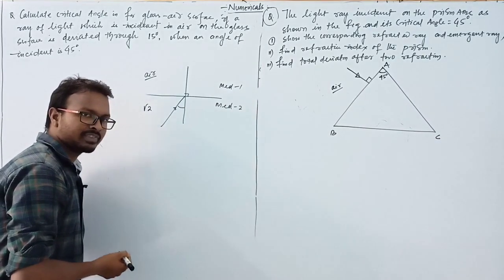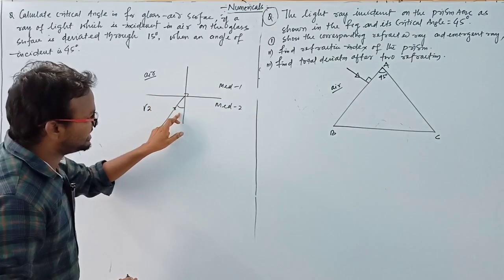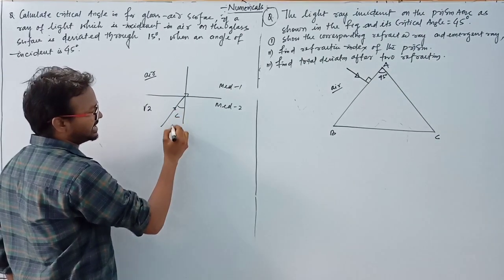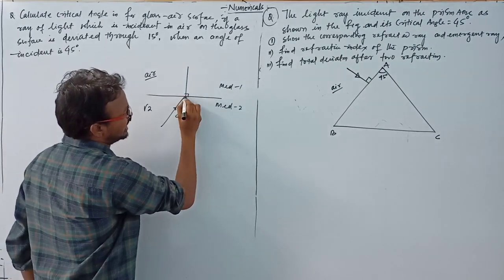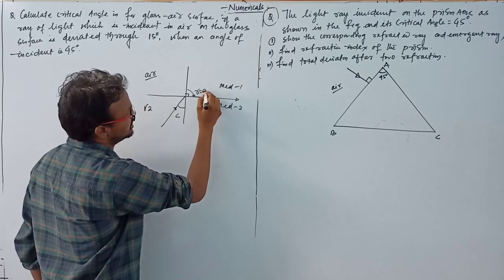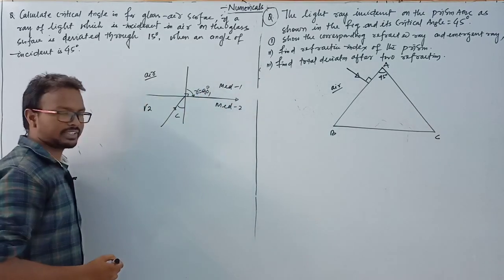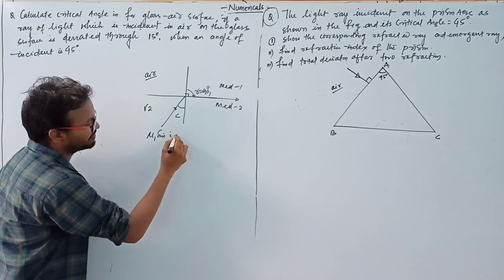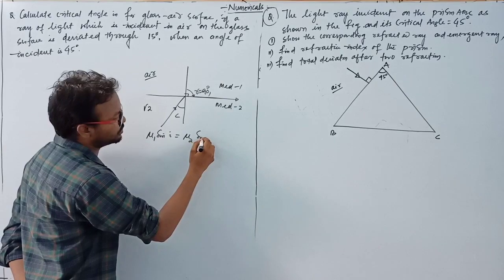Critical angle means for a particular angle of incidence, the angle of refraction should be 90 degrees. That means if this angle is the critical angle, then the angle of refraction R should be equal to 90 degrees. This is the concept of critical angle. If we use here the concept, that is mu1 sin I equal to mu2 sin R.